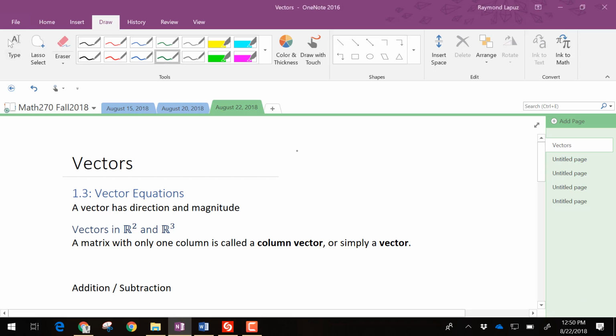As just an illustration, if we have the point (2, 1) here, then the vector is a line segment that has a direction and a magnitude, and by magnitude we mean length. This is your vector.